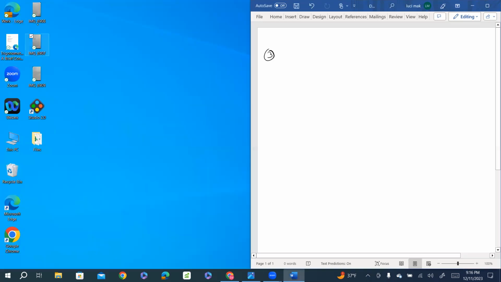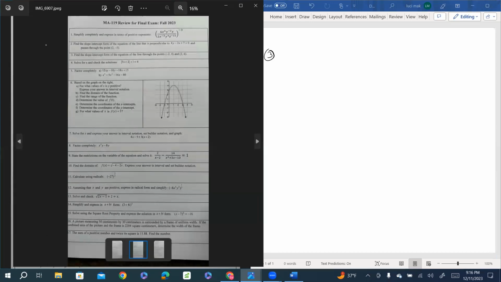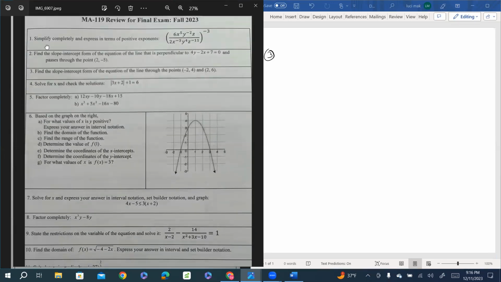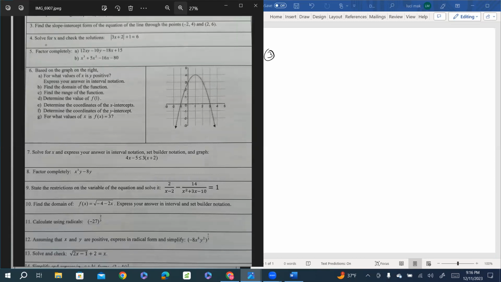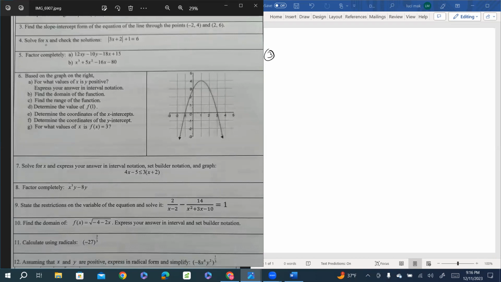I want the first page. All right, so I found the first page again. So we are on question number 3. I'll go up so this way it's clear. The third question is the one that's on top. Here we want to find again the slope-intercept form. So slope-intercept form is y equals mx plus b.